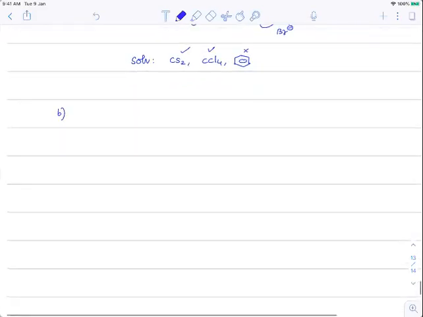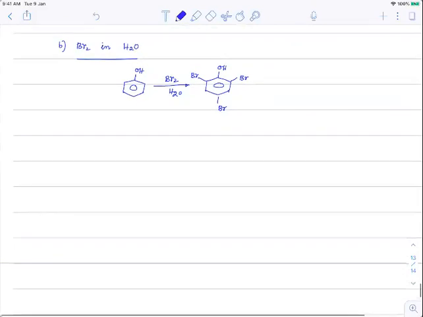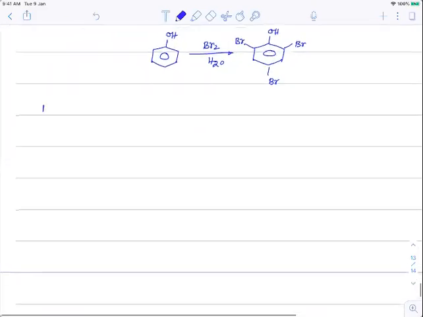So if we take Br2 in H2O, okay, how does this happen? So we take phenol with OH, and when you react that with Br2 in H2O, we will get bromine at all the positions, I mean ortho and para positions. So it will behave so strongly. So let us see the mechanism.